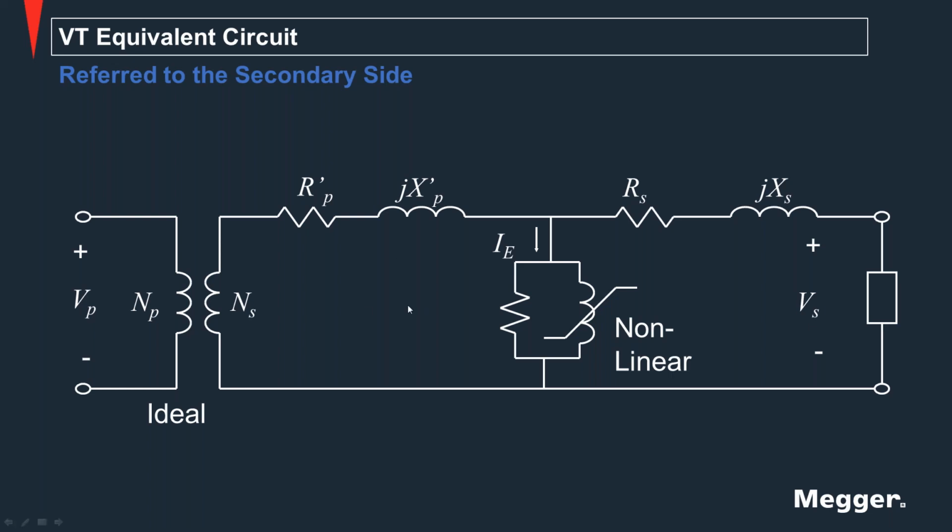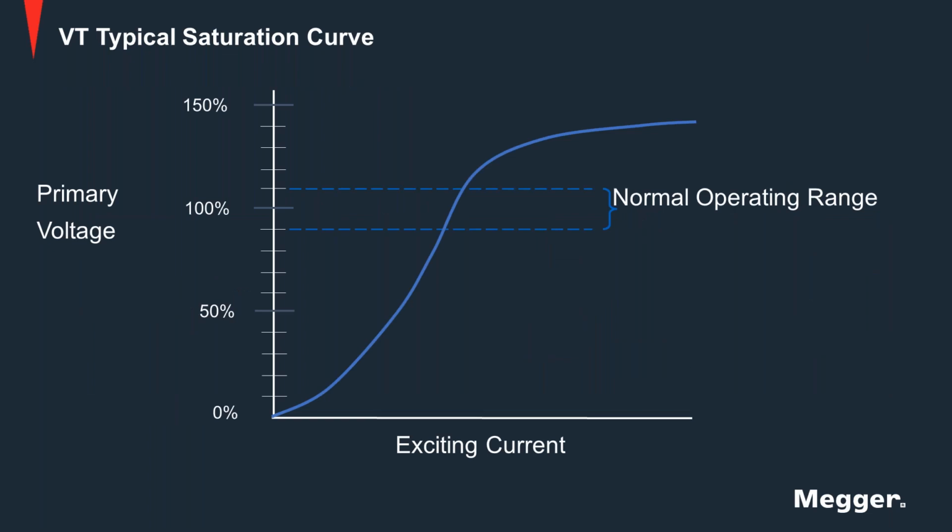As you can see in this diagram here, we have the resistance on the primary, but on this secondary side, we have the resistance on the terminal, and we have the resistance on the winding here. And we also have this excitation current. Typically, the saturation curve for the voltage transformer looks like this. And normally, the saturation is at this 100% primary voltage.